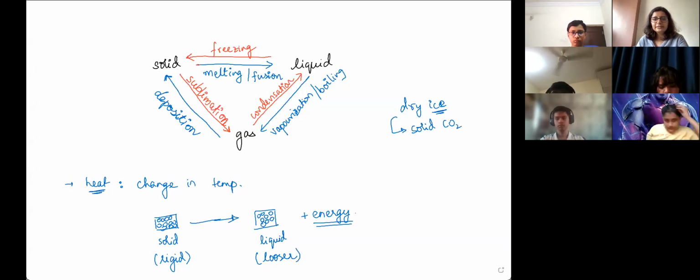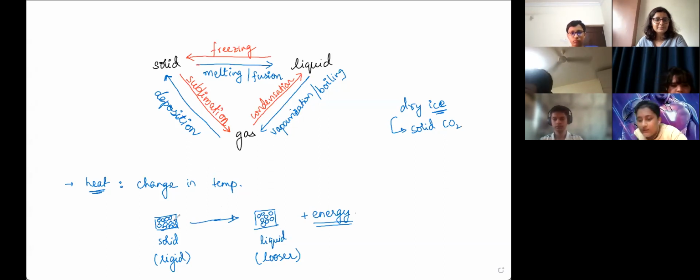Now, how is heat energy related to interconversion? As Sahil said, heat energy is required to overcome the forces of attraction between these particles. Absolutely. But what is the connection? How does heat energy enable them to get over this?